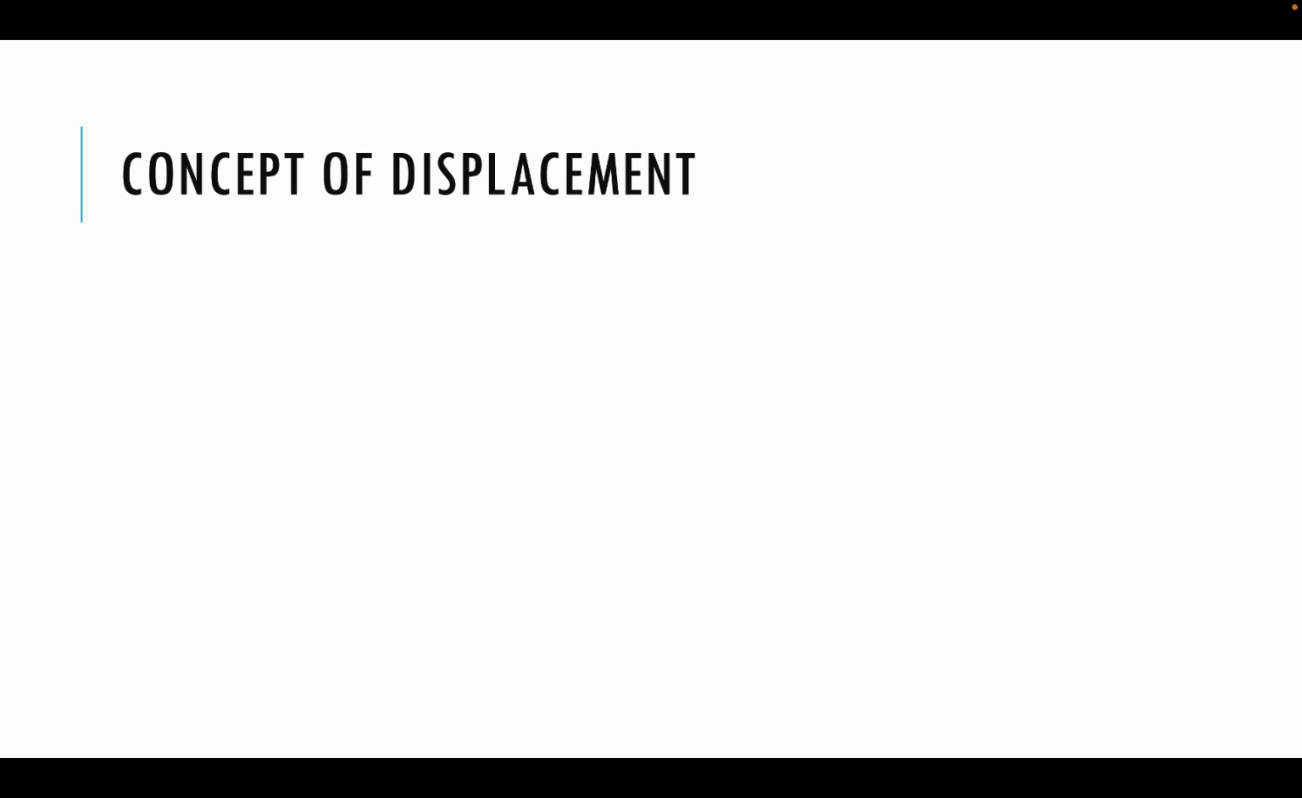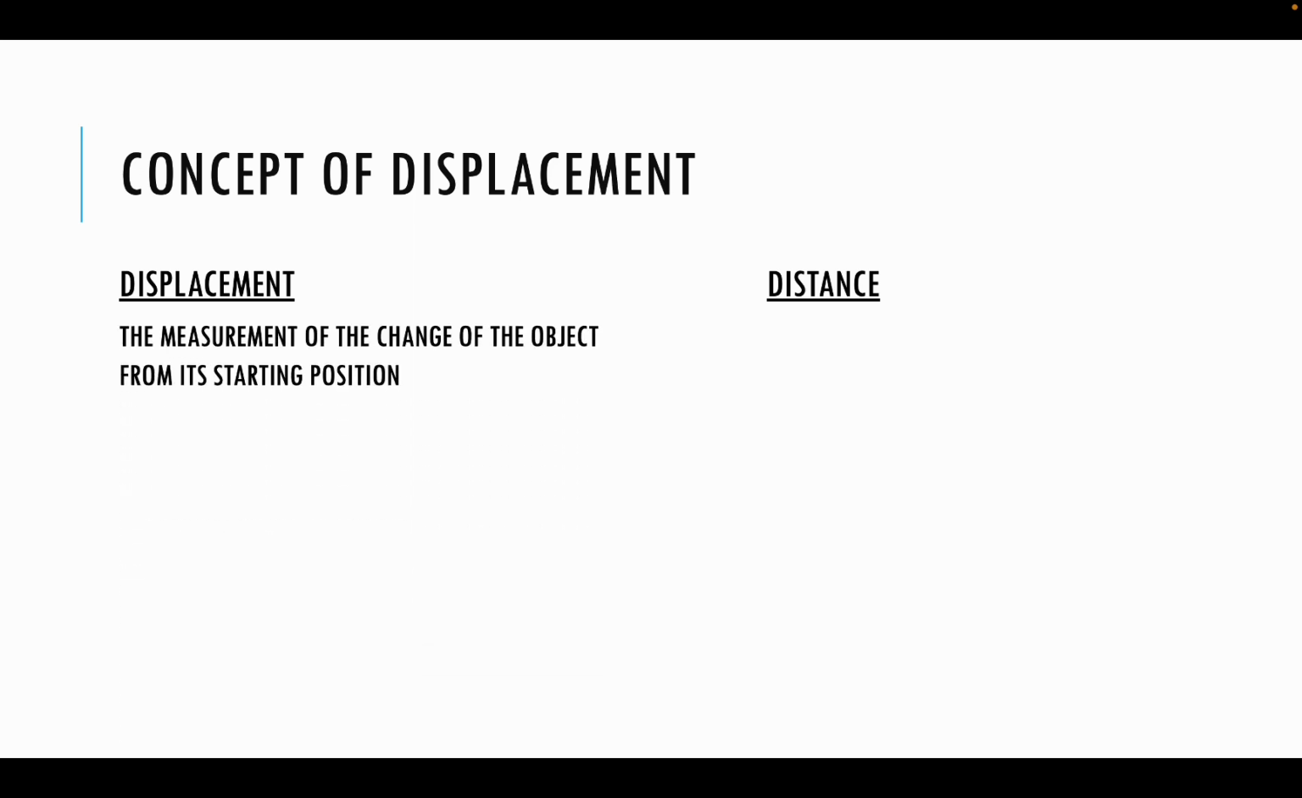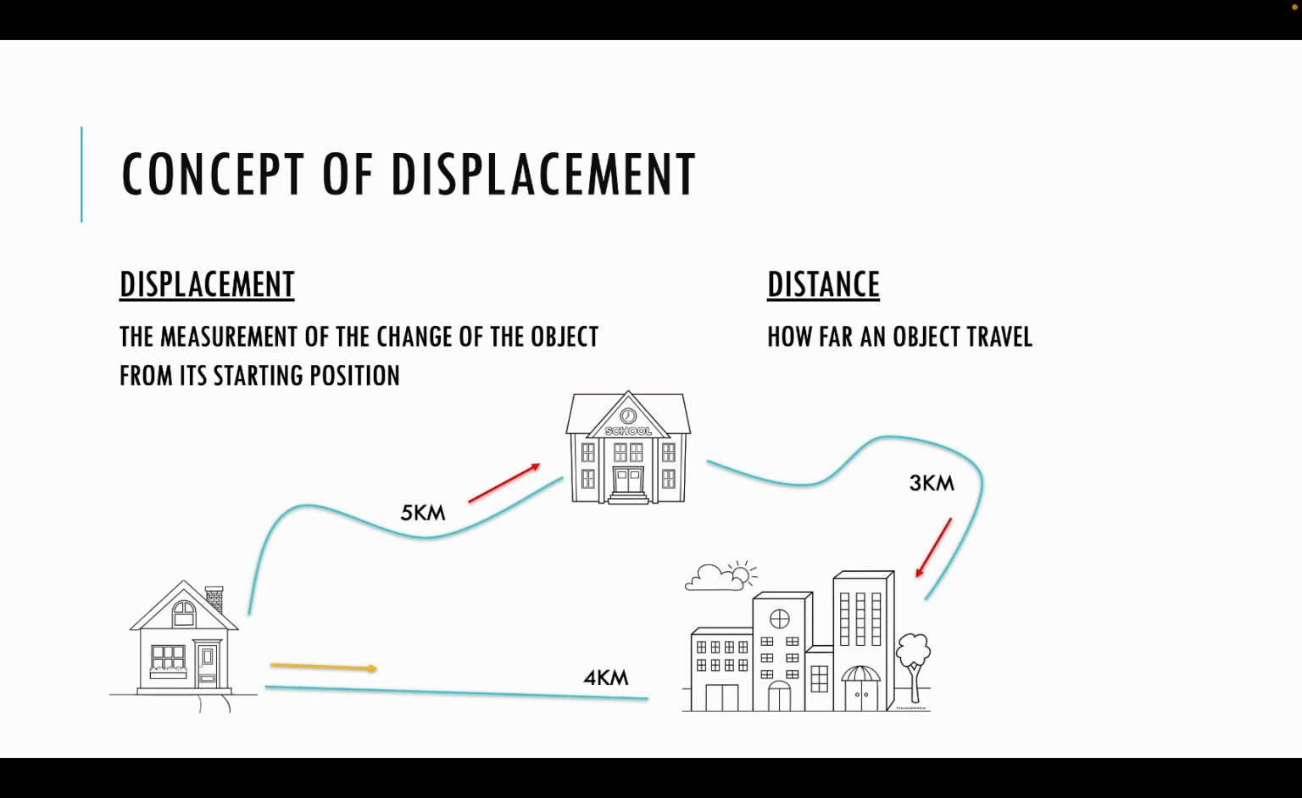Next, we move to the concept of displacement. Displacement and distance are basically almost the same but slightly different by definition. Displacement can be defined as the measurement of the change of the object from its starting position, while the definition of distance is how far an object traveled. Okay, let's look at the example below. The red arrow is a distance while the yellow arrow is a displacement.